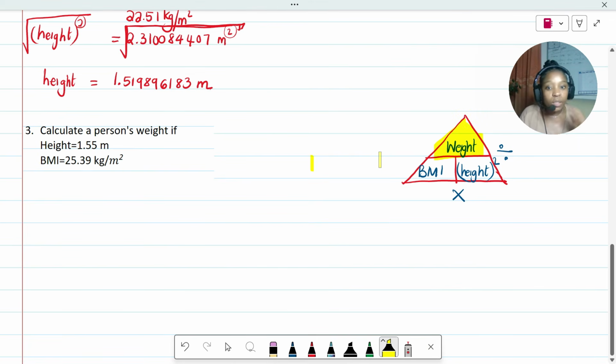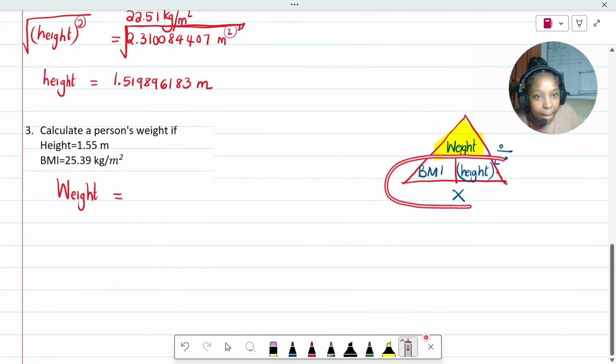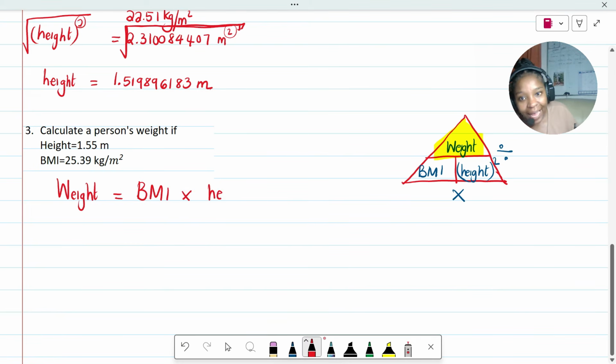So for us to calculate a person's weight, what do we need to do, based on this triangle? It's just going to be weight is equal to BMI multiplied by height squared. Do you see? Multiplied by height all squared, right? And then from there, what is our BMI? They've given us our BMI is 25.39 kilograms per meter squared, multiplied by what is our height? 1.55 meters, all squared.